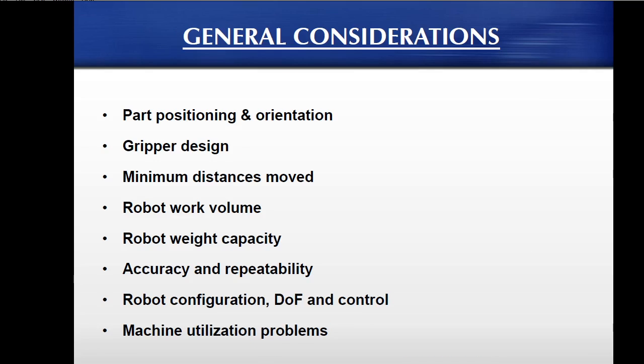Basically, when we move on to applying robots in industry, these are the major factors which have to be taken into consideration. The part position and orientation: how we are going to position the end effector and the gripper, and its orientation, to perform that particular application. Then the gripper design: what type of gripper we need to use in this scenario, and what are the minimum distances through which the end effector and the robot have to be moved to perform the required application.